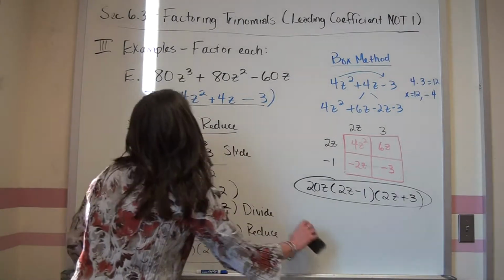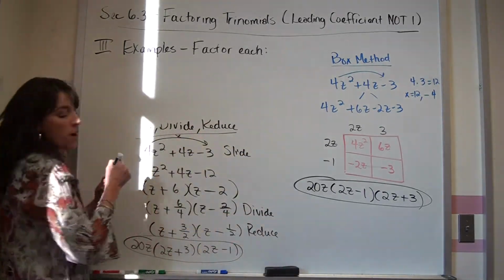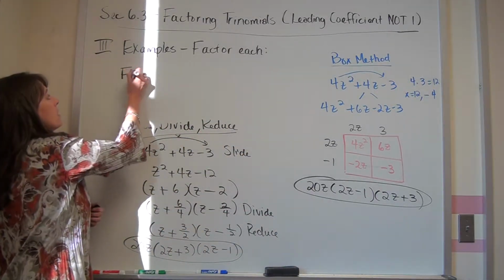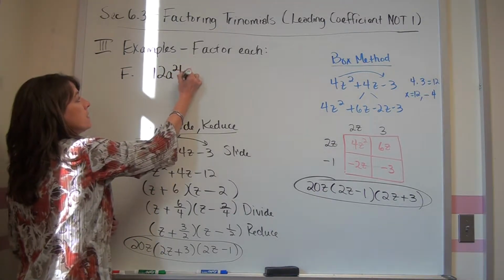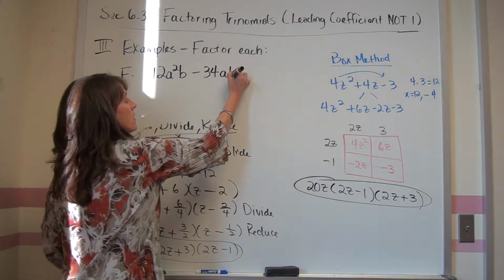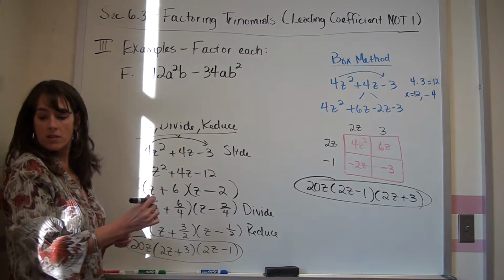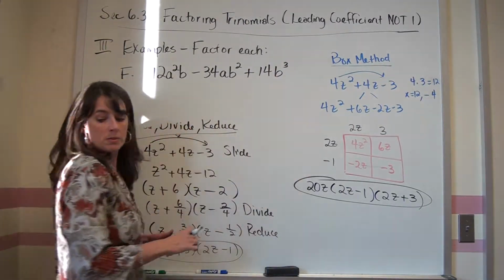Let's try just a couple more examples of this, especially if you have extra variables in there. Does that cause problems? No, not at all. So let's take a look at 12a squared b minus 34ab squared plus 14b to the third.